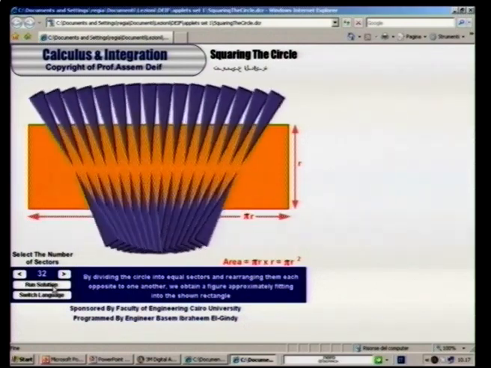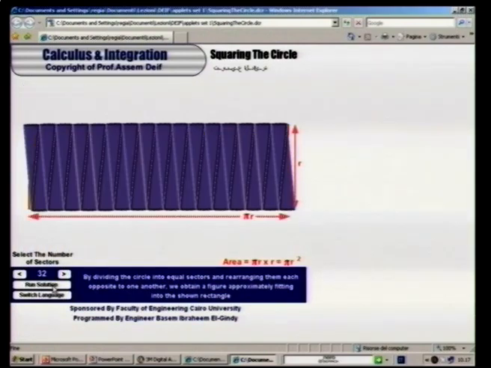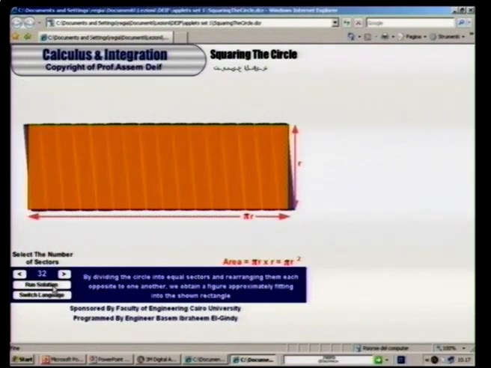So when you run the simulation, here it is. What you get, in fact, is almost a rectangle. Since the base is pi r and the height is r, the area of the circle becomes equal to pi r squared.